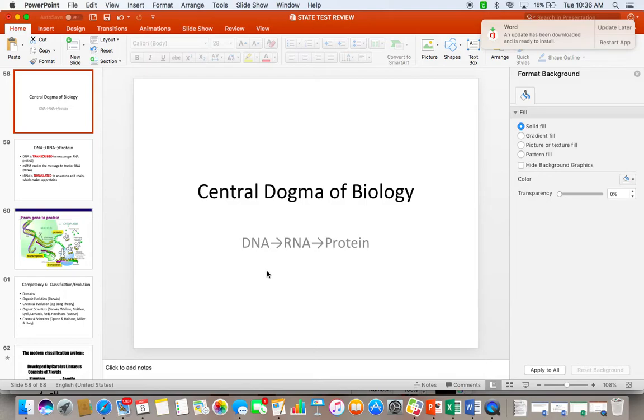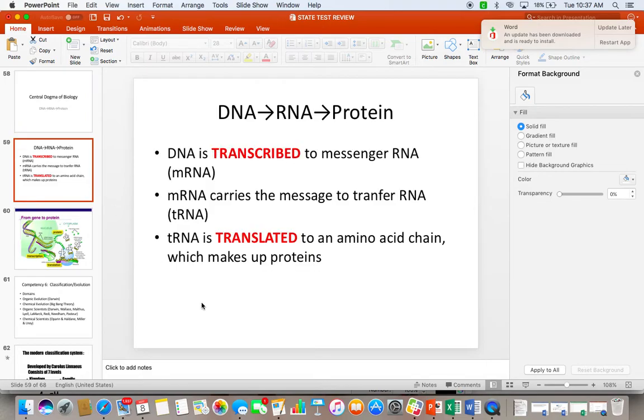And so when we think about traits, we're thinking about proteins that are being made inside of our cells. The issue is that DNA is found in the nucleus and it never leaves the nucleus. But think about where proteins are made. They're made on the ribosomes. So what we have to do is get the code from DNA out to the ribosome, okay?